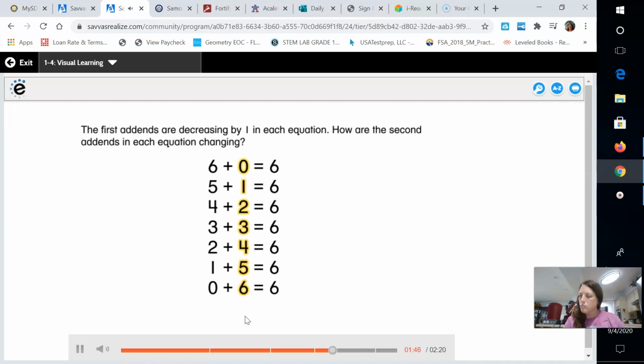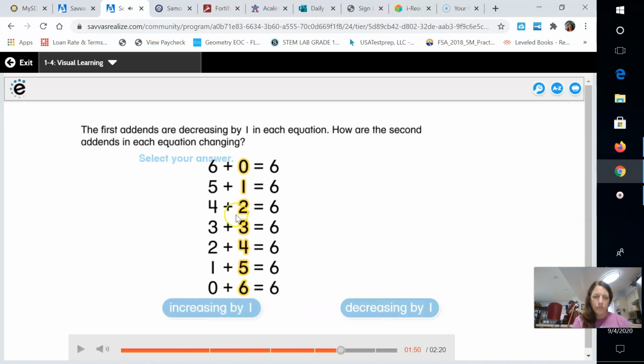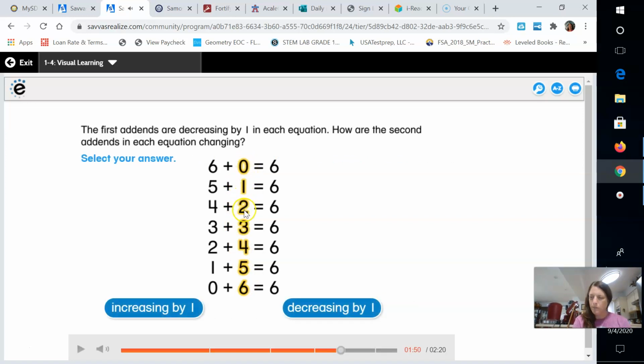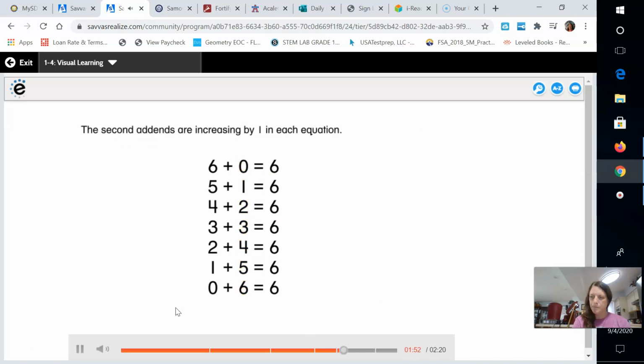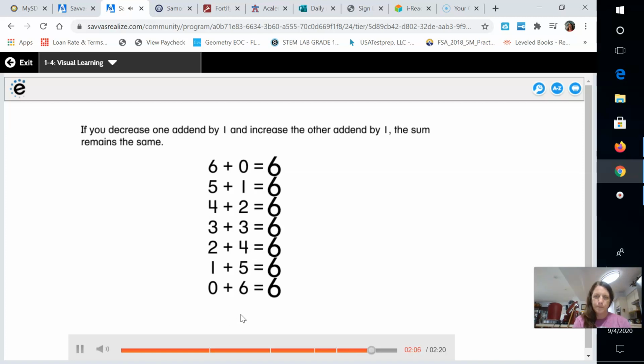How are the second addends in each equation changing? Select your answer. So what are these doing? They're going up by 1. The second addends are increasing by 1 in each equation. If you decrease one addend by 1 and increase the other addend by 1, the sum remains the same.